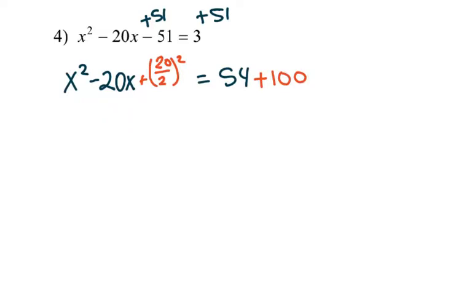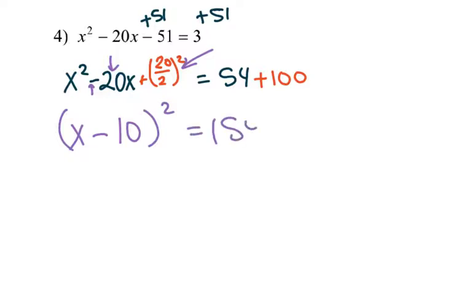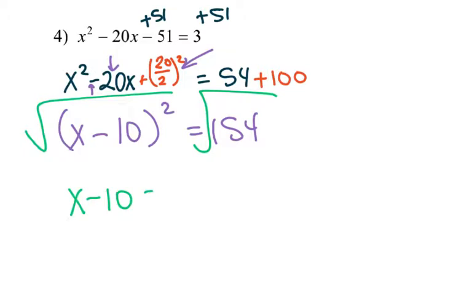So this part right here is a perfect square trinomial now, I can write that. It's going to be x, and this minus sign tells me I'm going to have a minus, and then half of that number, not squared. So it's going to be 10. So I'm going to have x minus 10 quantity squared equals 154. Now taking the square root of both sides to solve, I'm going to have x minus 10 is equal to plus or minus the square root of 154.